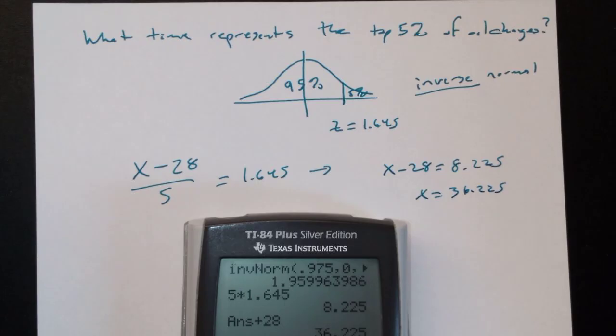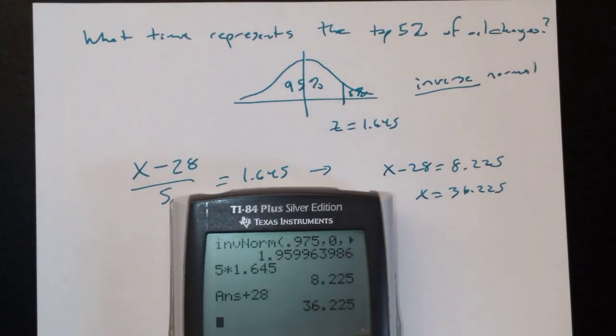So if I'm telling you that the top 5% of people, top 5% of times, are going to get some sort of discount, then the cutoff time for that is 36.225 minutes. Which is a lot closer to 28 than I thought. But that normal distribution line, that tail only gets really thin once we're Z'd out past 2 or 3.